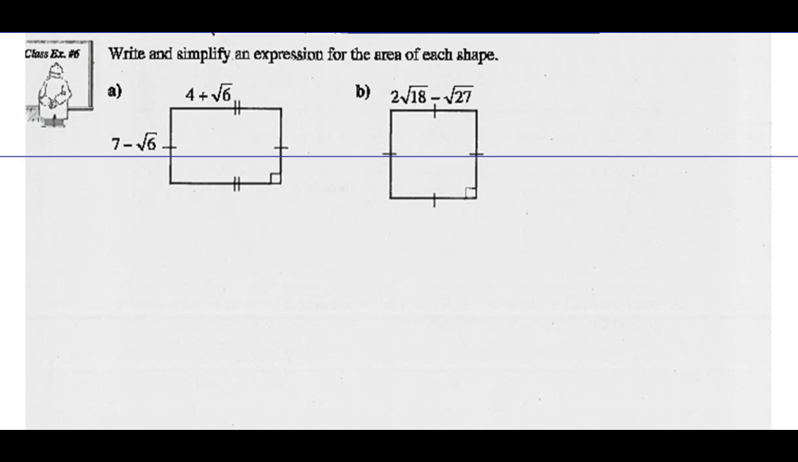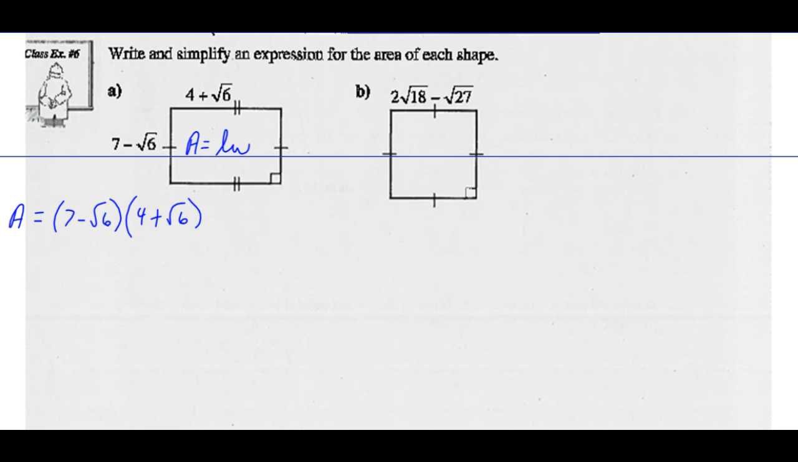Let's look at example 6, A and B. These are the most difficult we're going to have to do. Write a simplified expression for the area of the shape. So we've got a rectangle. The formula for the area of a rectangle is length times width. So my area is going to be length 7 minus root 6 multiplied by the width 4 plus root 6.